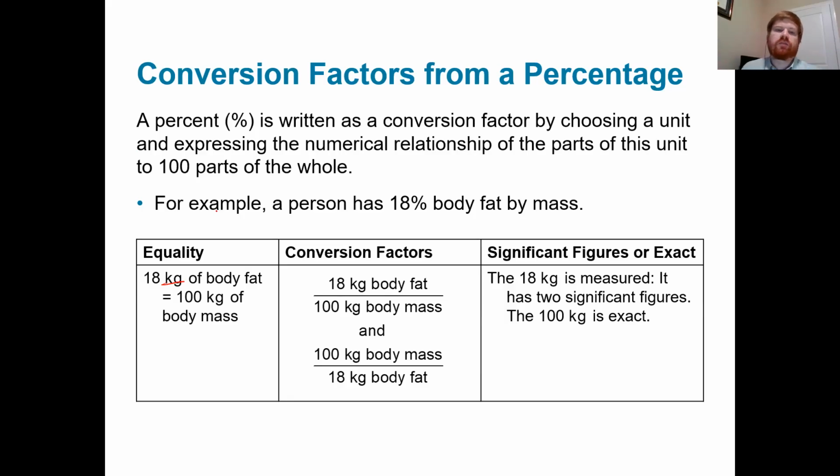Similar idea here. This is just in terms of mass. So 18 kilograms body fat equals 100 kilograms of body mass. And 100 kilograms of body mass equals 18 kilograms of body fat. In this case, again, the 18 is what's measured. So there's two significant figures. The 100 kilogram figure is given. It's an exact number.